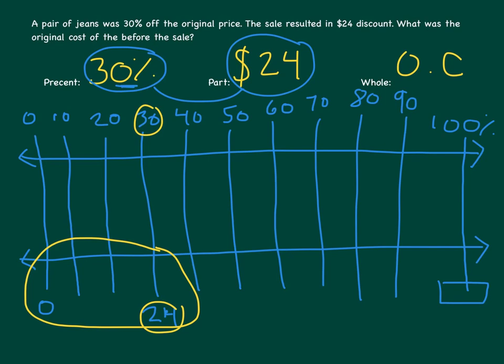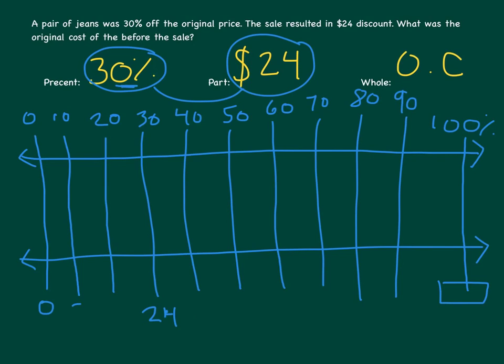So it's 24 divided by 3, which we know is 8. Because again, 1, 2, 3. Break it up 3 times, so each part equals 8. So now I will be counting by 8s. So 0, 8.